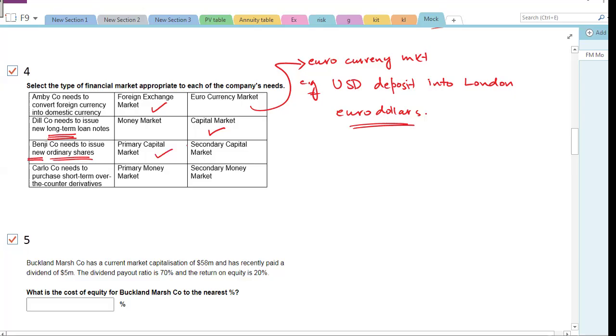Okay. Then the next one, Carloco needs to purchase short-term over-the-counter derivatives. Okay. Short-term will be money market. So it's the short-term money market.